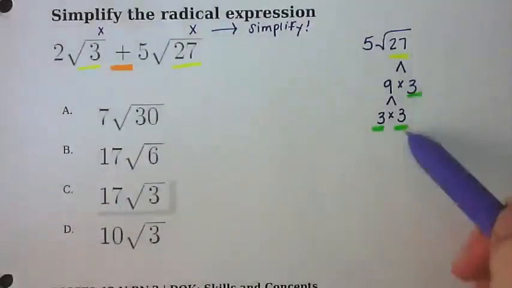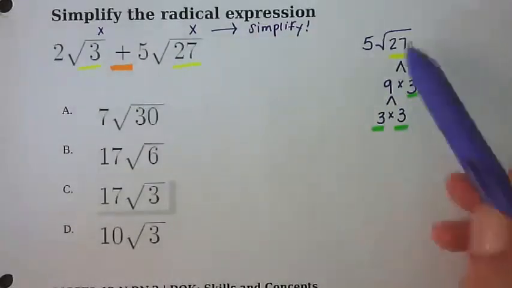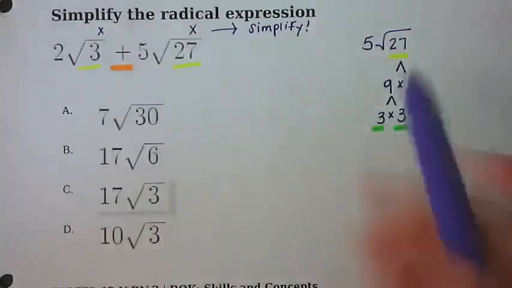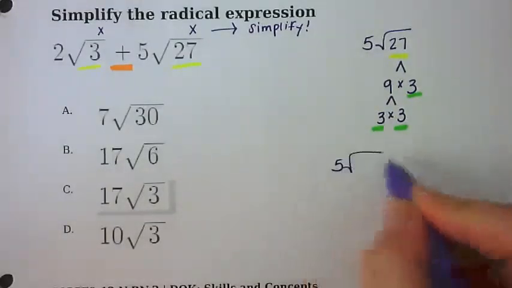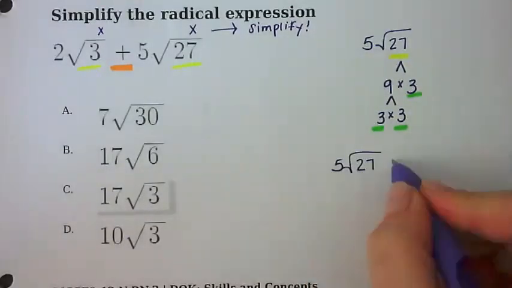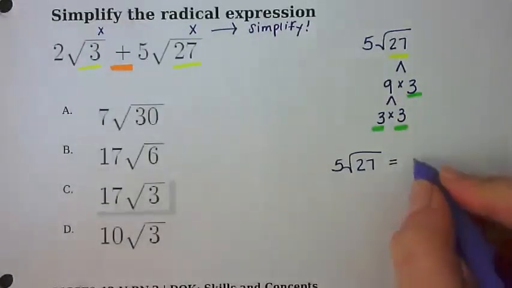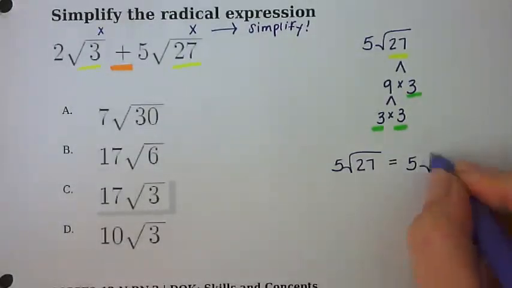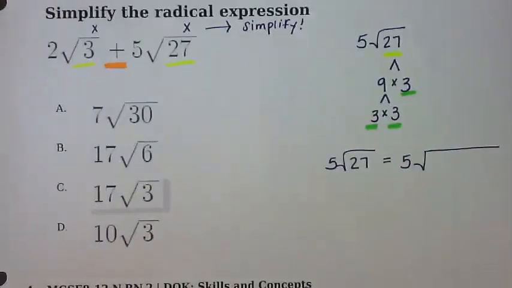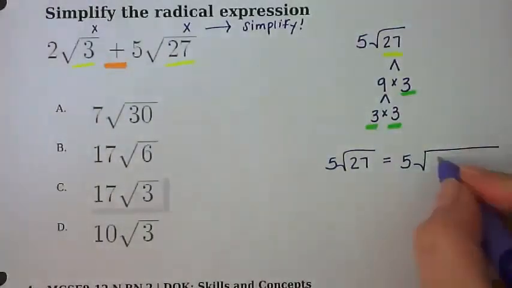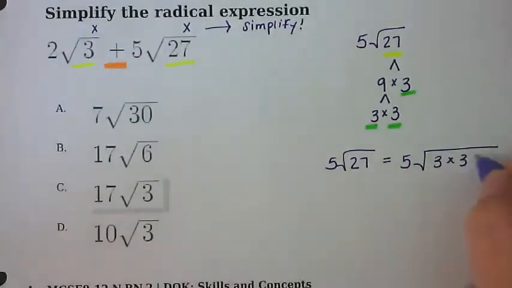So now that we are finished breaking down 27, we want to bring this all back together. So bring back in the coefficient of 5. So let's just rewrite this. 5 square root of 27 equals 5 square root of the prime factors of 27. So 3 times 3 times 3.